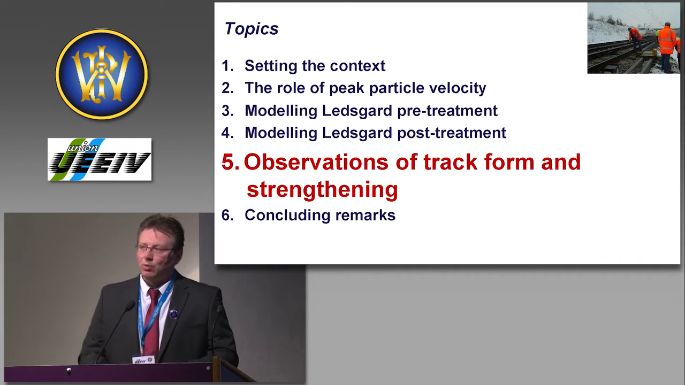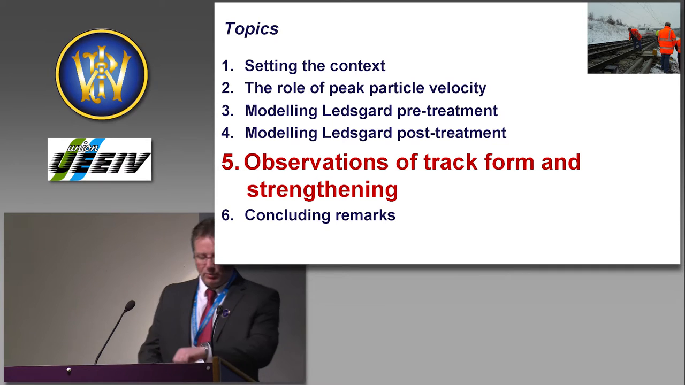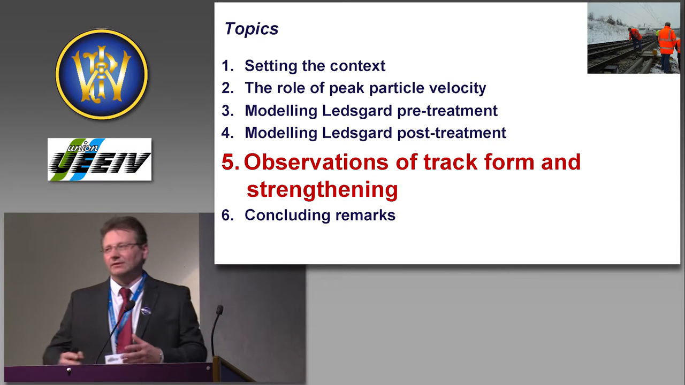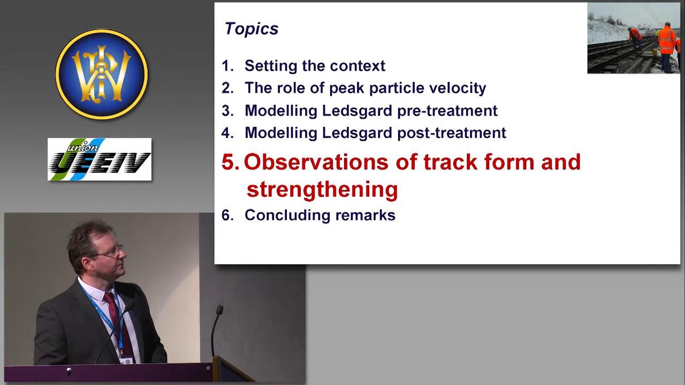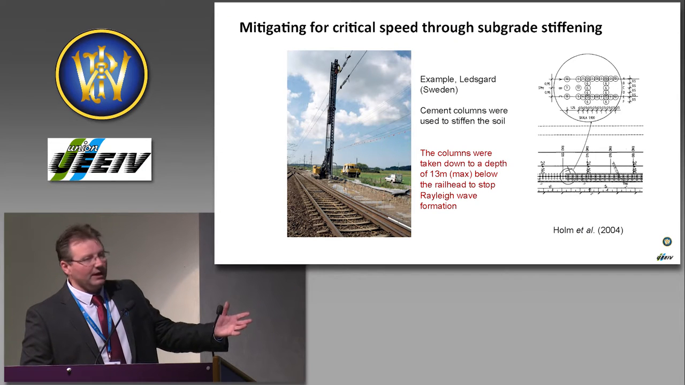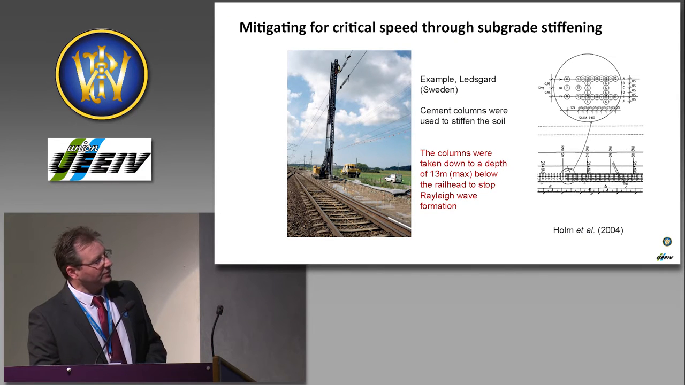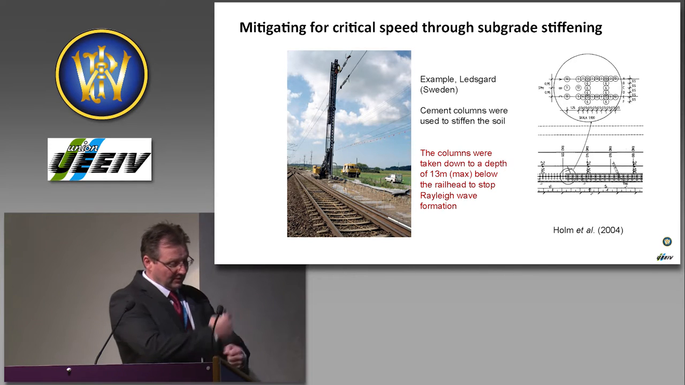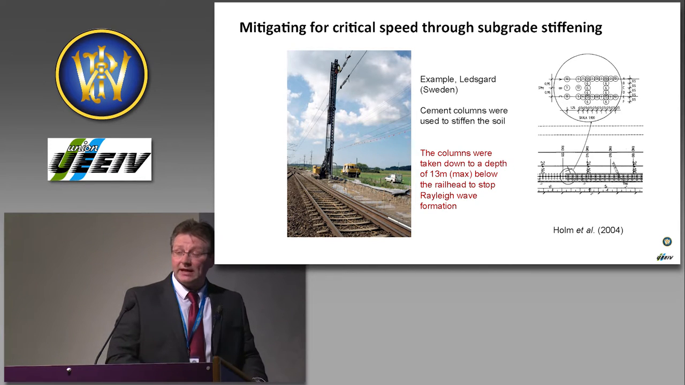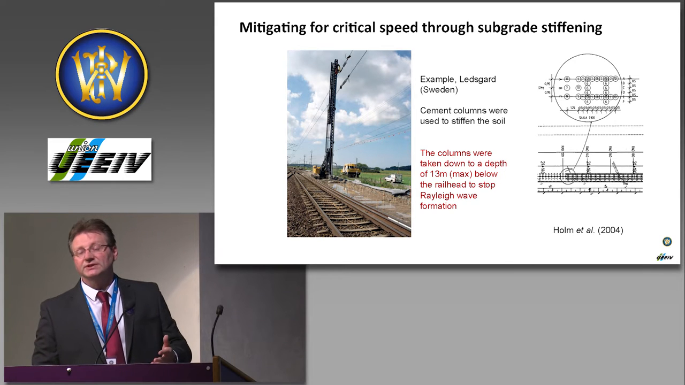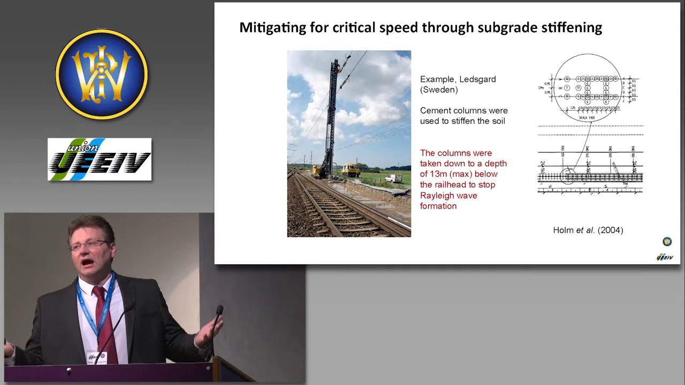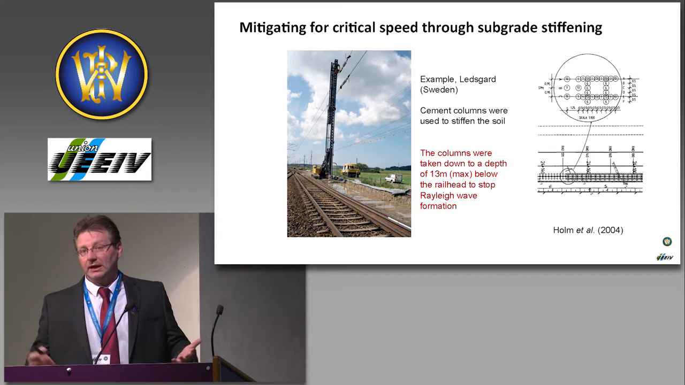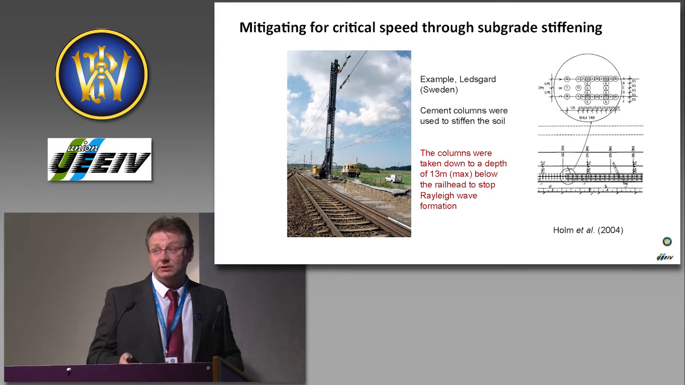Observations. So what we've done is calibrated it, and I think what is of interest now is how does it relate to things going forwards. So with Ledsgard here, this is what they did to sort the critical mitigation. These are lime and cement columns along the side, and so it's like a ladder structure, and these are all on top of each other. Some of them going down 13 metres, others 6 to 7 metres. How far should we go? And I'll show you a way by which you can derive that.